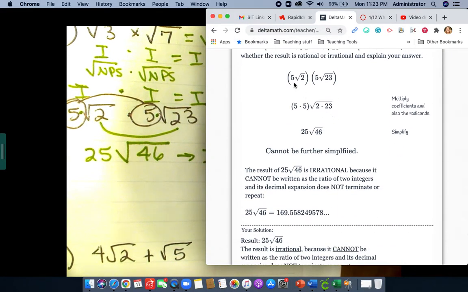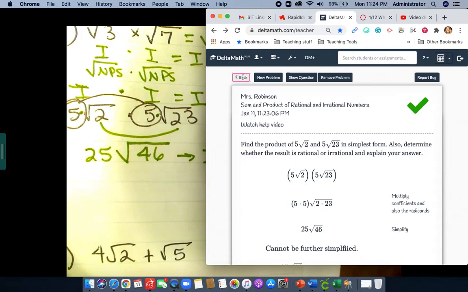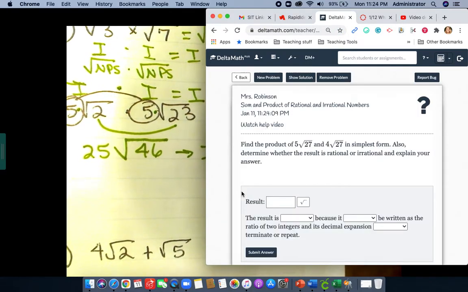And it's correct. Notice they're doing the same thing. They're telling you to multiply the 5 and 5 together and then multiply the 2 and the 23 together. And it cannot be further simplified. So we are left with an irrational number. All right, I'm going to move on and try 5 and 6.